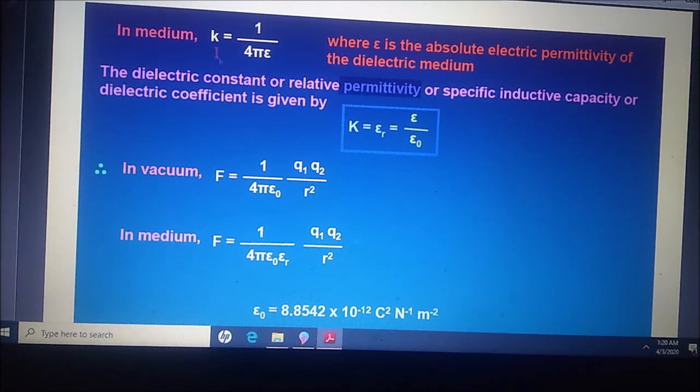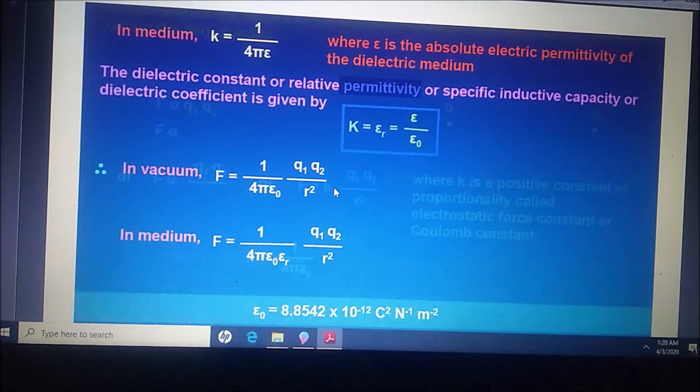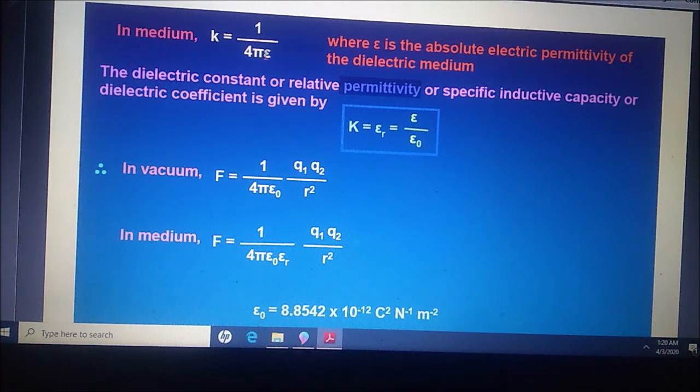Coming back, what is the formula here? K is equal to 1 upon 4 pi epsilon. Epsilon naught is for free space, that is for vacuum. But epsilon is the representation for any dielectric medium. We will discuss later on what a dielectric is, and then I will tell you the importance of dielectric and how it affects your two charges when they are placed inside that medium. So the formula remains the same.